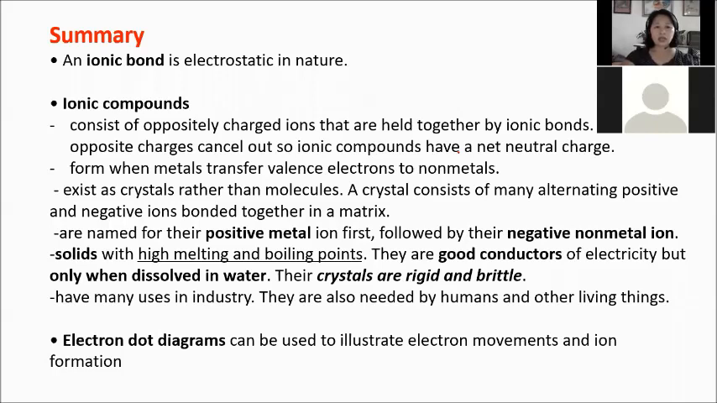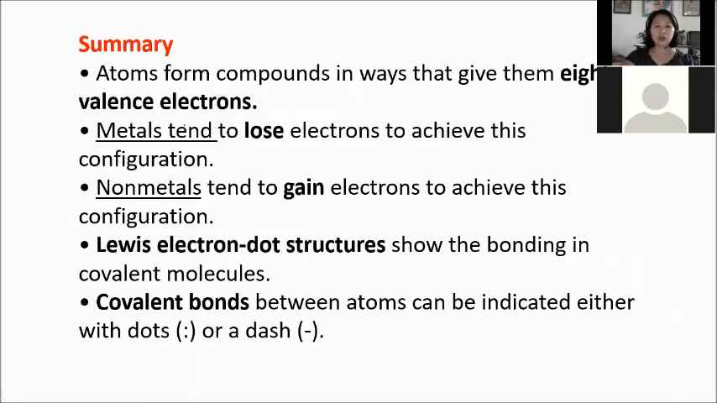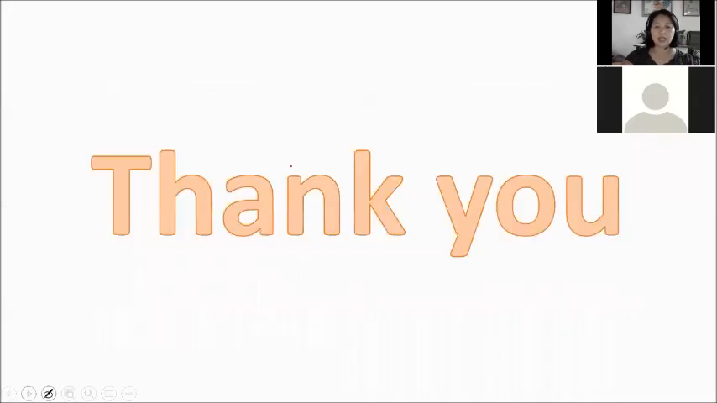Electron dot diagrams can be used to illustrate electron movements and ion formation. Atoms form compounds in ways that give them 8 valence electrons, the octet rule. Metals tend to lose electrons to achieve this configuration, while non-metals tend to gain electrons. Lewis electron dot structures show the bonding in covalent molecules. And covalent bonds between atoms can be indicated either with dots or a dash or dashes. Okay, so that's all for today.